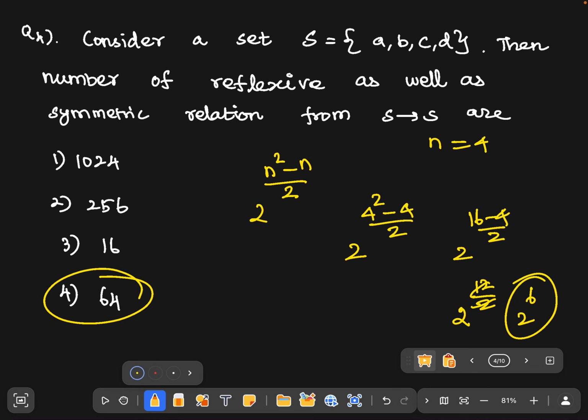Then the number of reflexive as well as symmetric relations from S to S is 64. That is the answer.